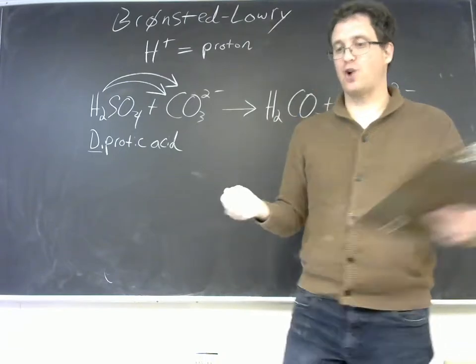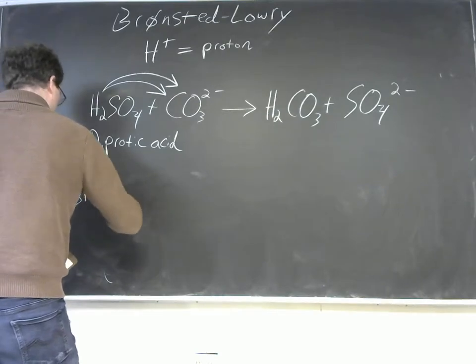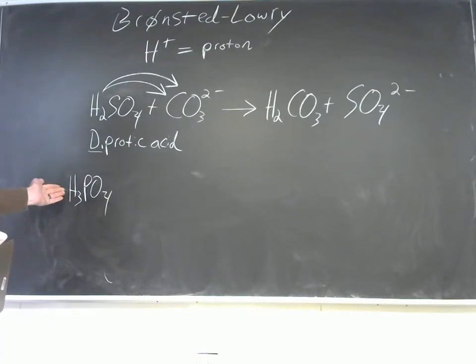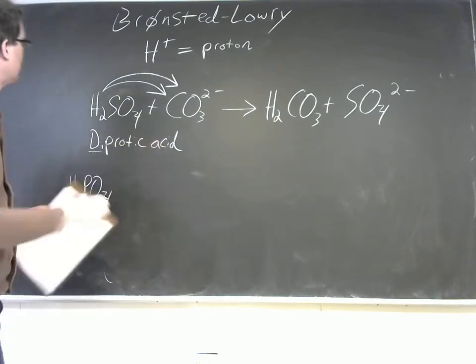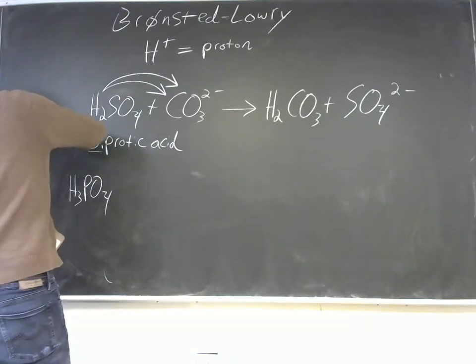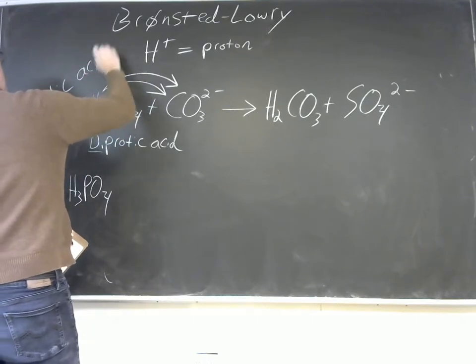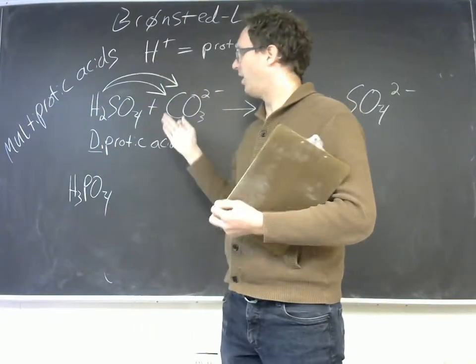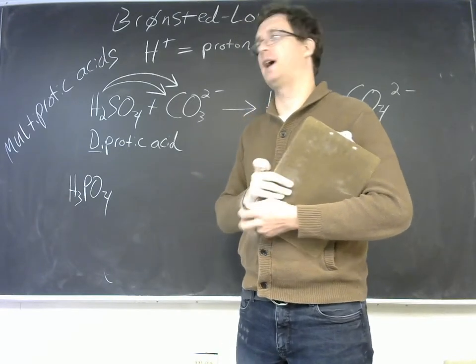You can have a triprotic acid like H3PO4. It's got 3 hydrogens there, and it's capable of donating all 3 of them in a reaction. So generally we can refer to these as multiprotic acids. There are a number of diprotic acids, some triprotic acids, and even some tetraprotic acids.